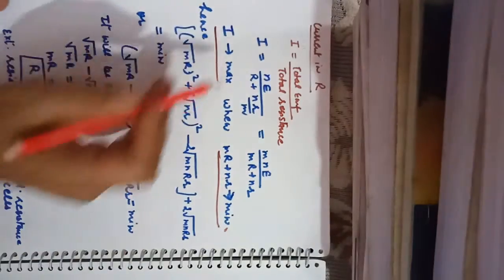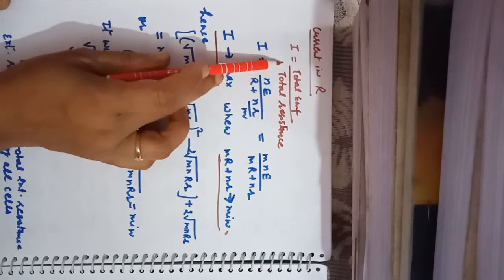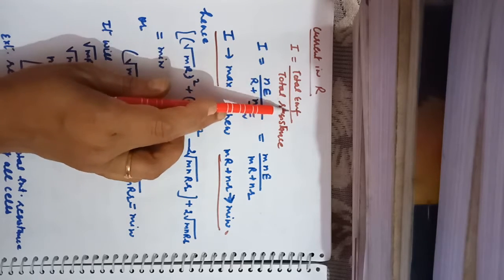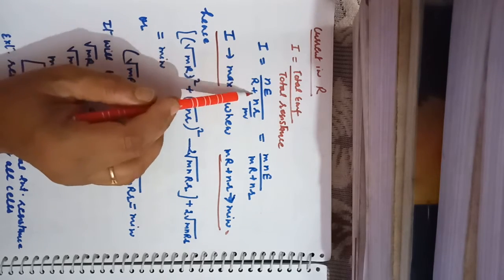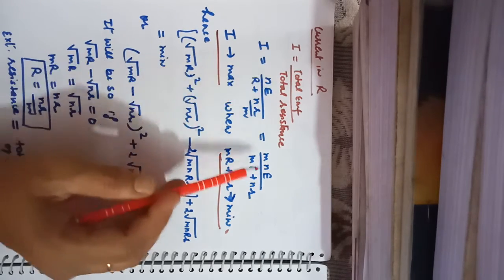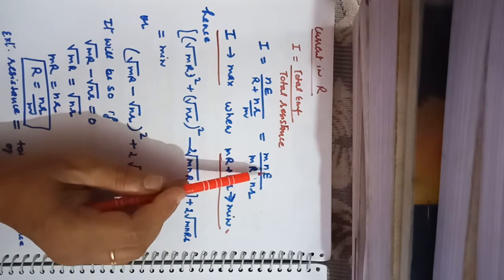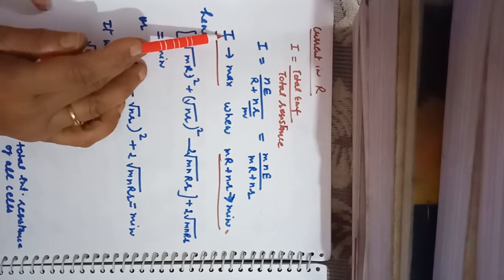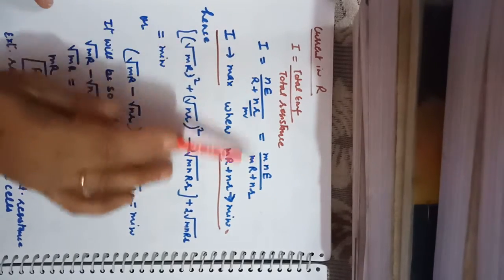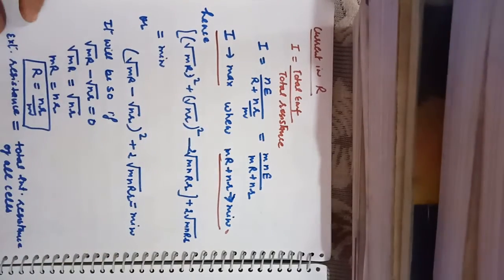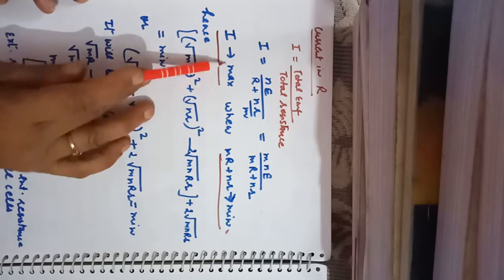Now we are going to find the expression for I. Current in R will be equal to total EMF upon total resistance. Substituting the values, nE divided by R plus nr upon m, and this m will go up, so the expression will be mnE upon mR plus nr, by taking the LCM. Now by observing this expression, I will be maximum when the denominator is minimum. So when mR plus nr is minimum, I will be maximum.